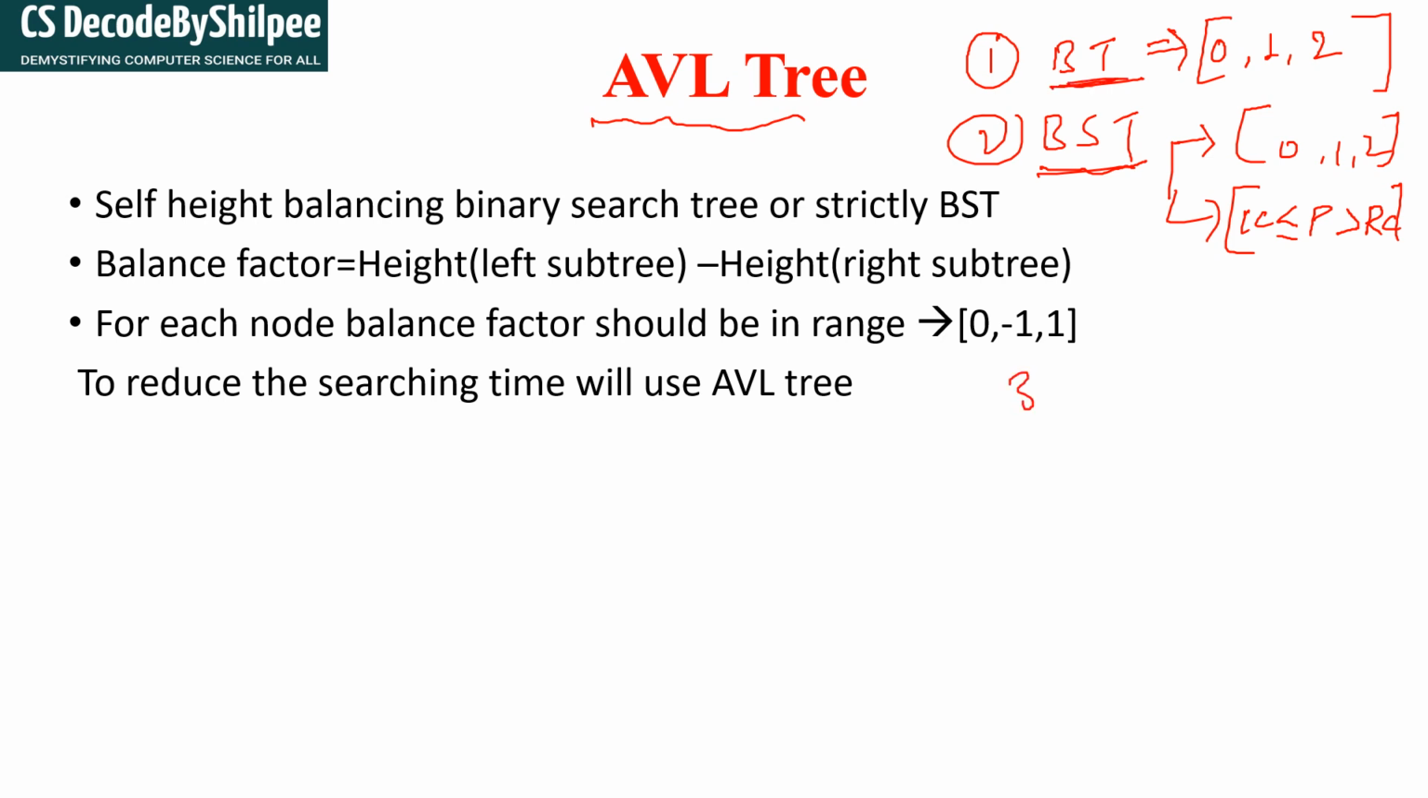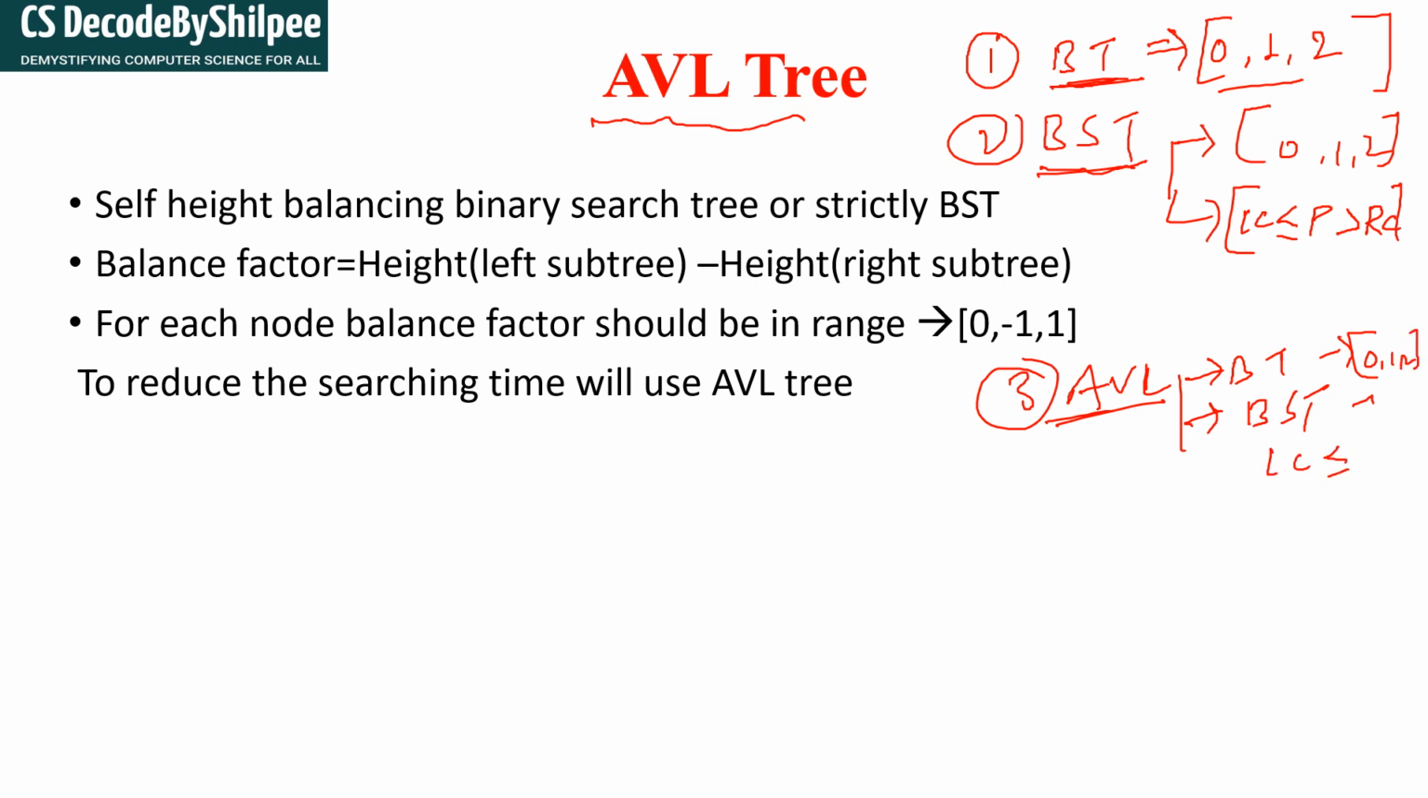Now coming to the AVL tree. An AVL tree has one extra property. This is also a binary tree as well as a binary search tree, so both properties apply. A node has 0, 1, or 2 children, and the left child is less than or equal to the parent and the right child is greater than the parent. Those are two properties. The third extra property is the balance factor.